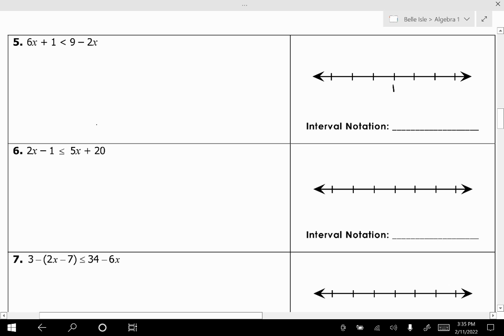Okay, so on the problems when you use a bracket, you'll only use one on the other side.